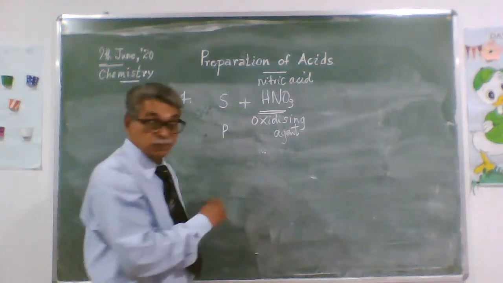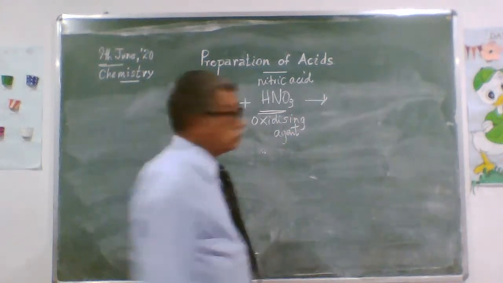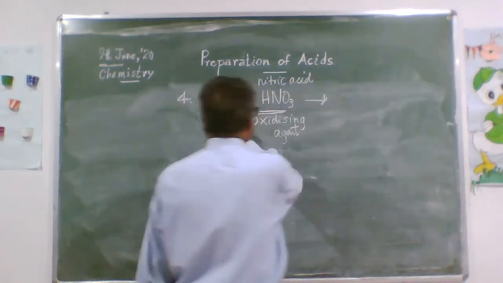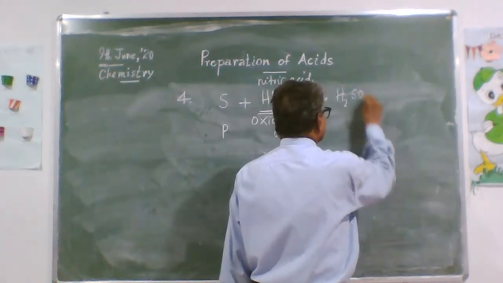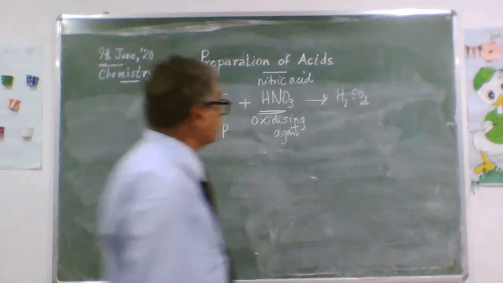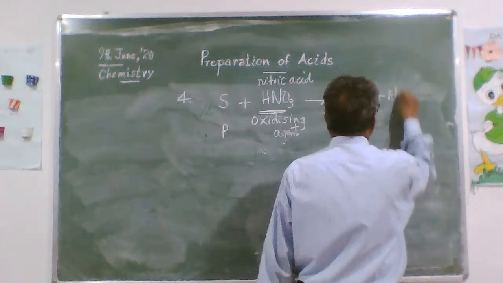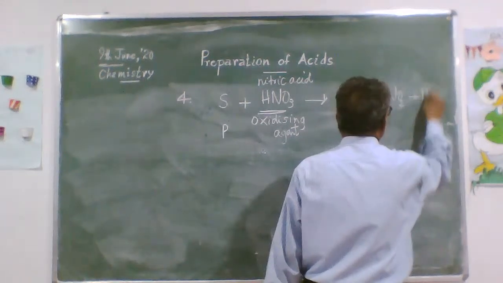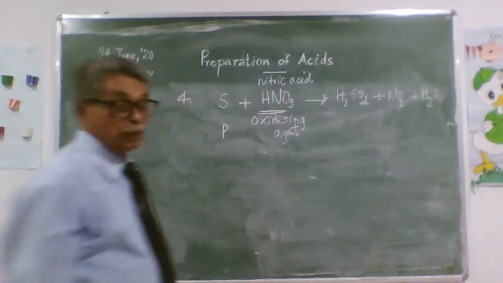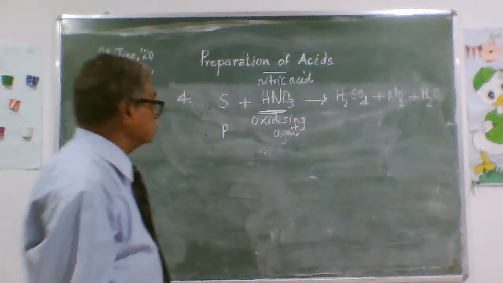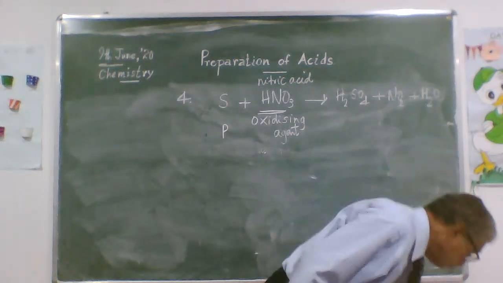It oxidizes sulfur. The result of this oxidation of sulfur with nitric acid is sulfuric acid. One substance which will be produced is sulfuric acid, and the nitric acid itself gets reduced to NO2, nitrogen dioxide, and finally water. H2SO4 plus NO2 and H2O are the products. The equation can be balanced. You can get this equation balanced easily.